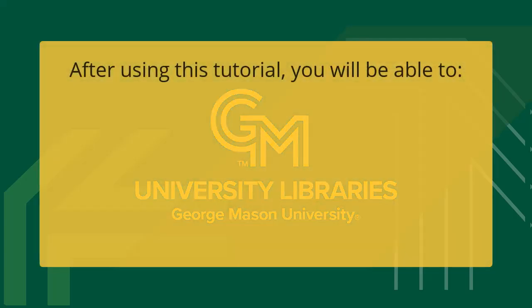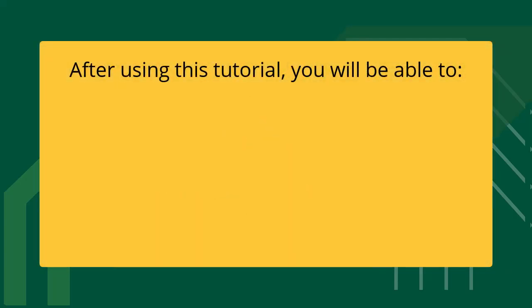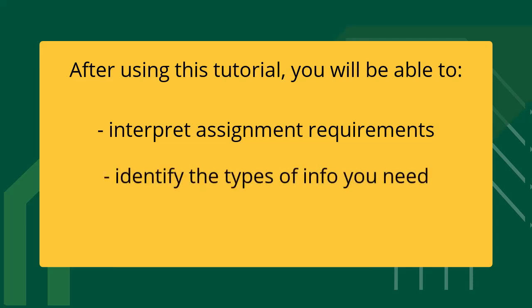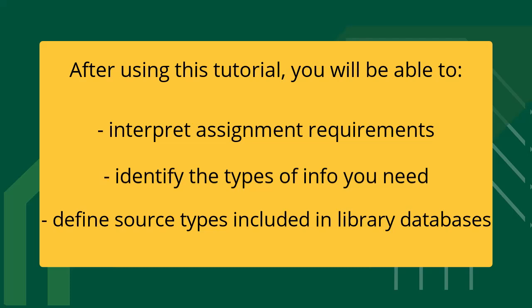Welcome to the Mason Libraries tutorial on beginning the research process. After using this tutorial, you will be able to interpret assignment requirements in the context of your research question, identify the types of information you need, and define which source types are included in library databases.